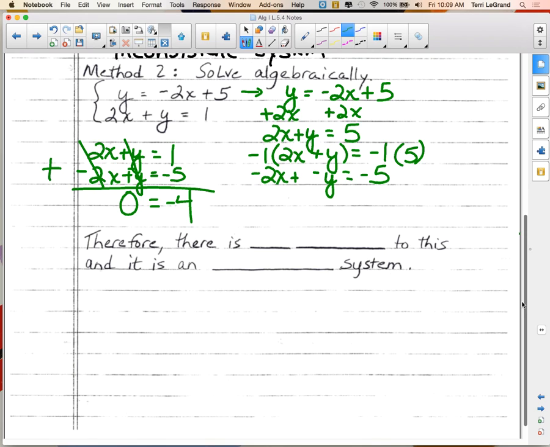What happened when you did it by substitution? 5 equals 1. Anybody get something else? 5 equals 1 is what you got? Okay. So basically what happened? In both cases, the variable is what? Eliminated. So write this down. The variable is eliminated.